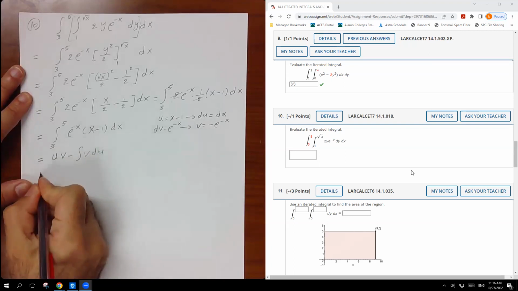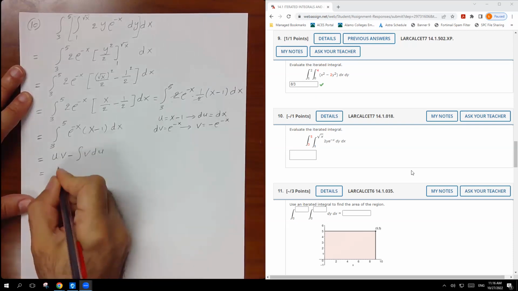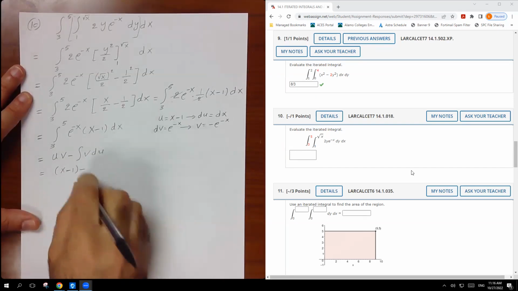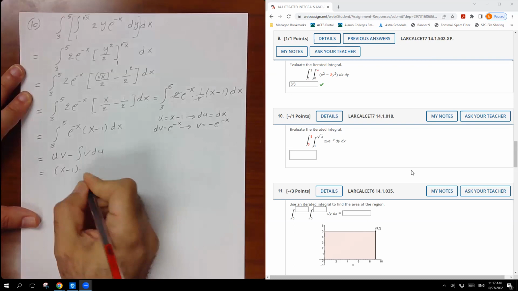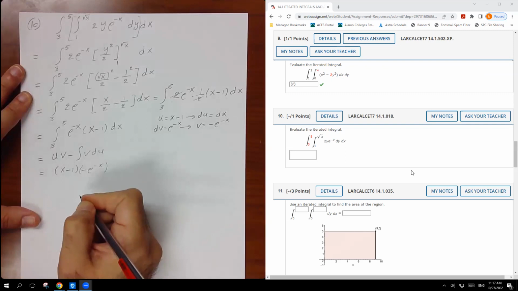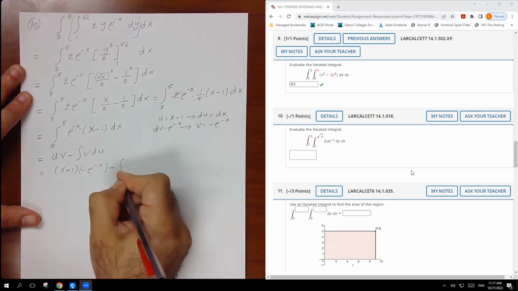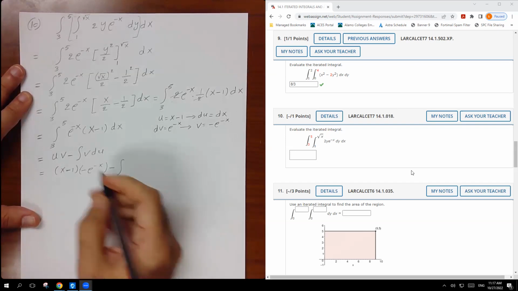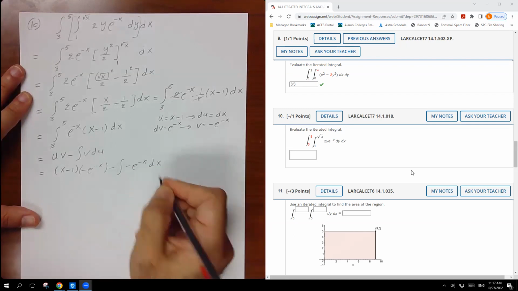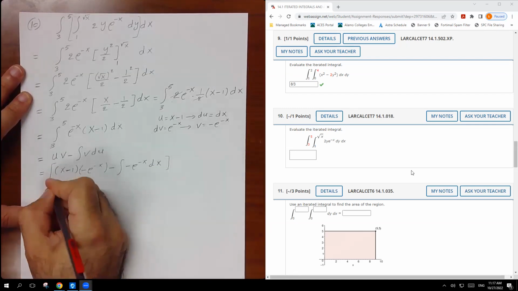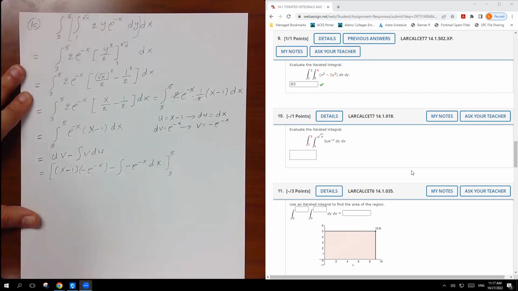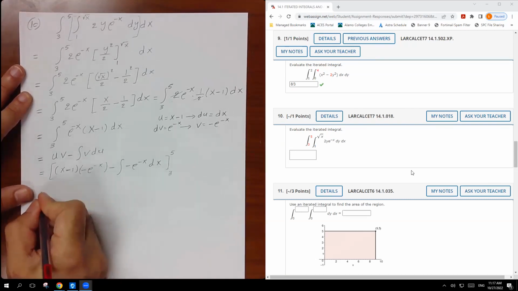So this is equal to u, which is x minus 1, times v, which is negative e to the negative x, minus the integral of v, which is negative e to the negative x, du, which is dx. I'm going to just put the border here because we do the integral here. And let's keep going, find the integral for this one.